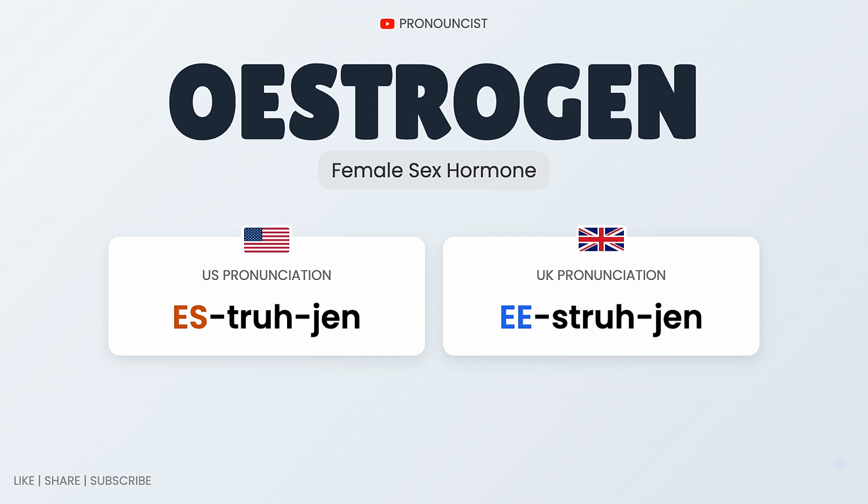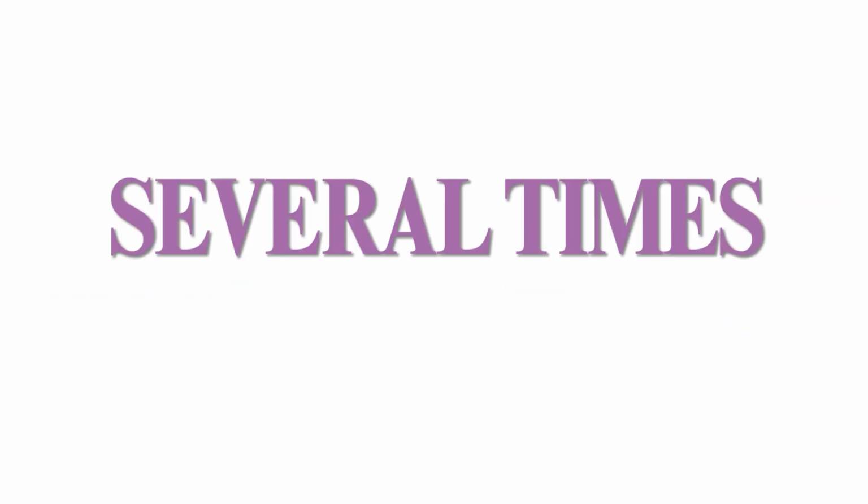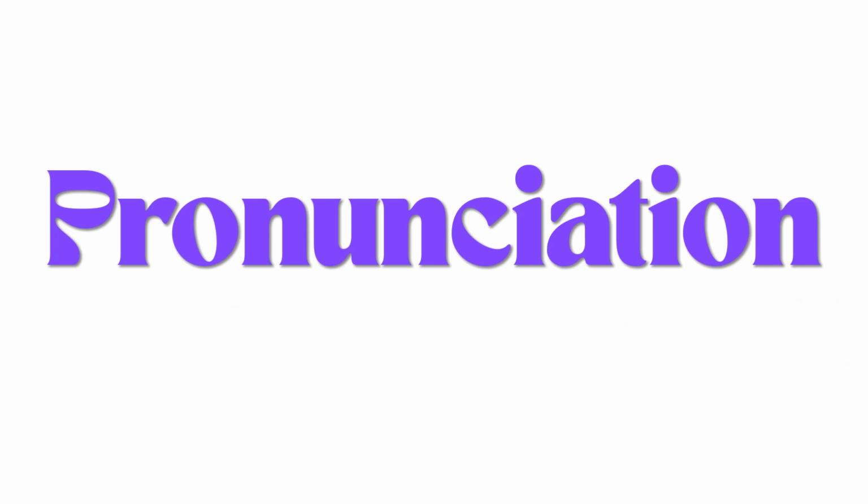In US, stress ES. In UK, stress E. Estrogen. Oestrogen. Practice repeatedly and you'll soon be able to say this word perfectly. The best way to practice is to repeat the syllable multiple times. The meaning of the word is female sex hormone. Try repeating this word several times to improve your pronunciation.